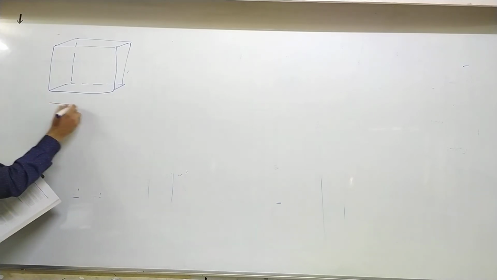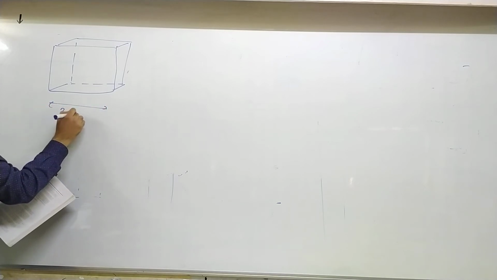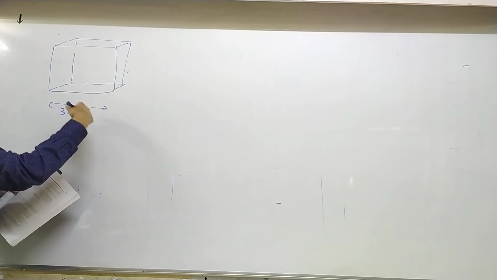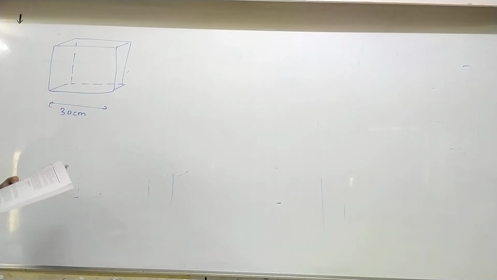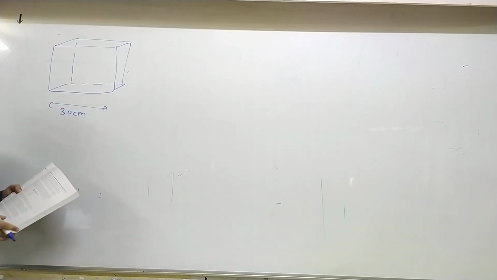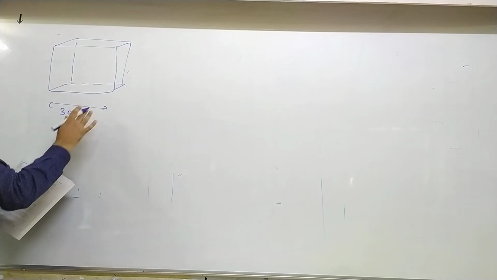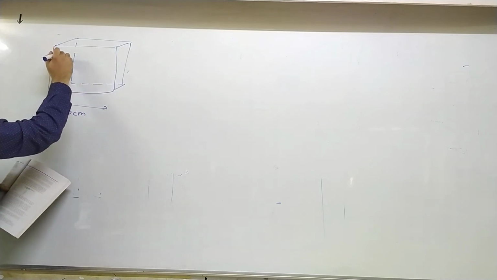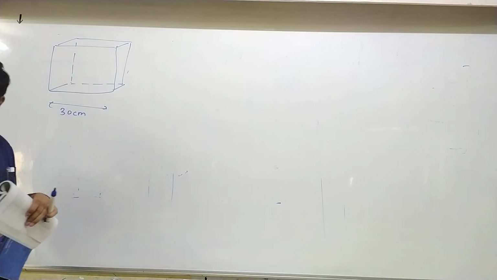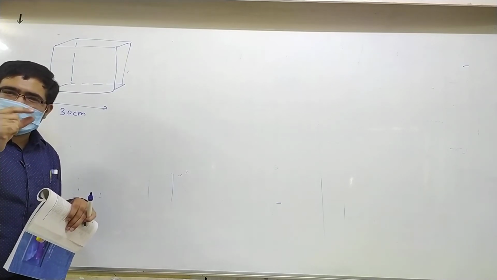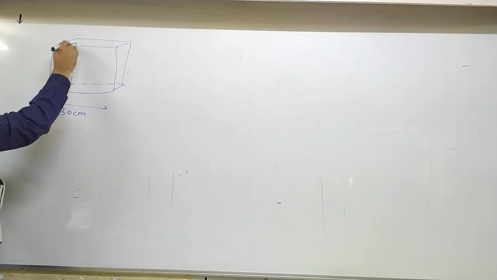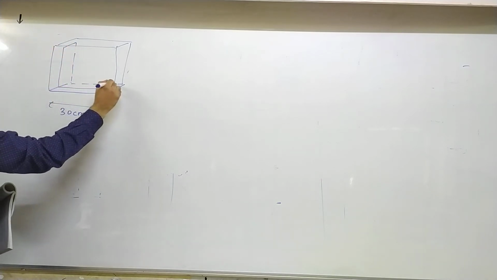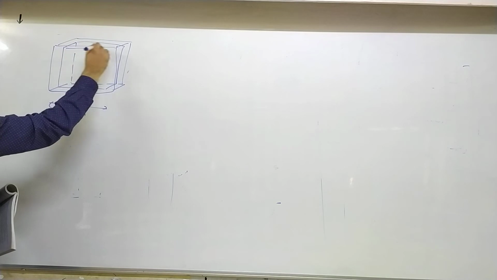So what is its side? Side length is 30 centimeter. It's a cube, right? It is a cube. It has a thickness of 5 centimeter. I repeat, it has a thickness of 5 centimeter. I'm sure you have seen thermocol, it comes in various thicknesses. So here it is given that this thermocol box is having a thickness.